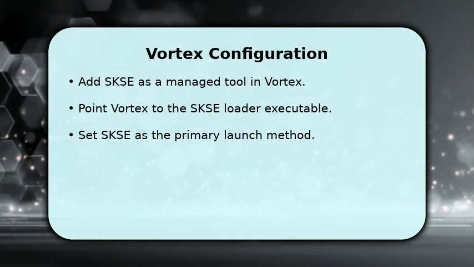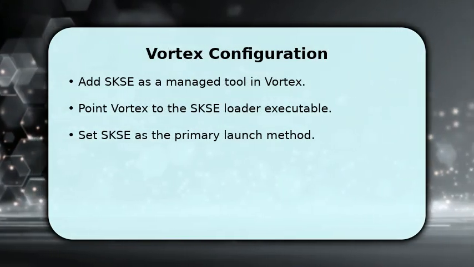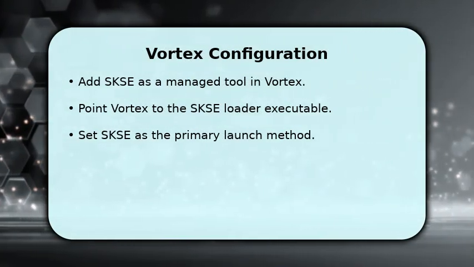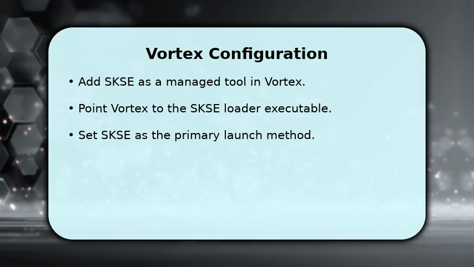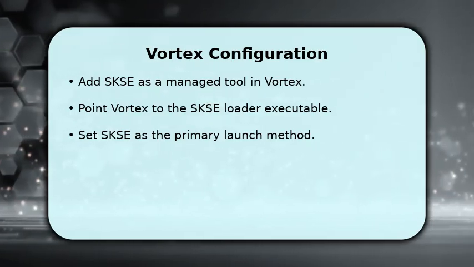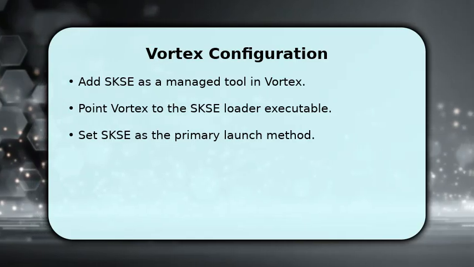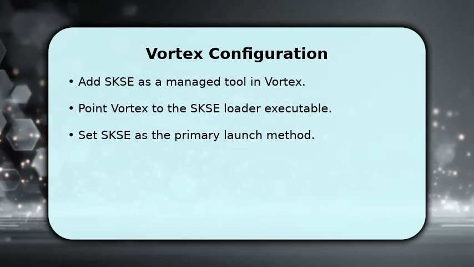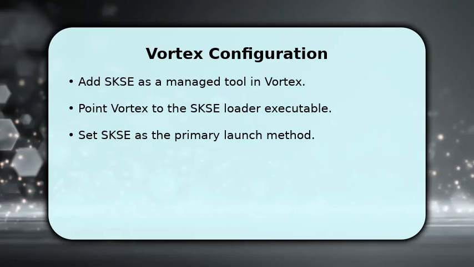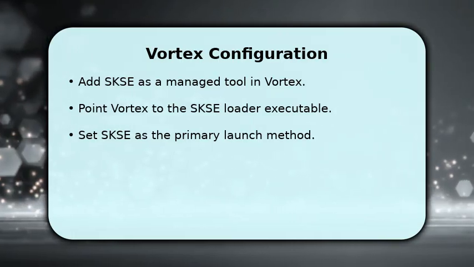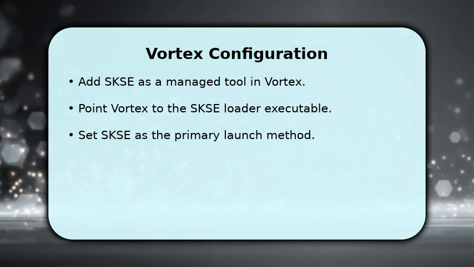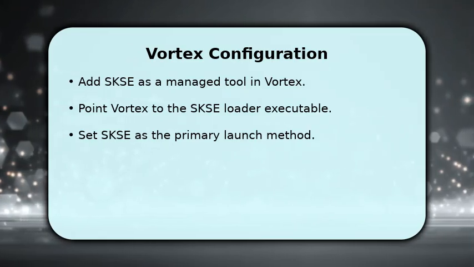Now let's configure Vortex. Open Vortex and navigate to the Dashboard or Tools section. You'll need to add a new tool. Name it SKSE or Skyrim Script Extender. For the target executable, browse to your Skyrim game folder and select the SKSE 64 loader exe file. This tells Vortex how to launch the game with SKSE.